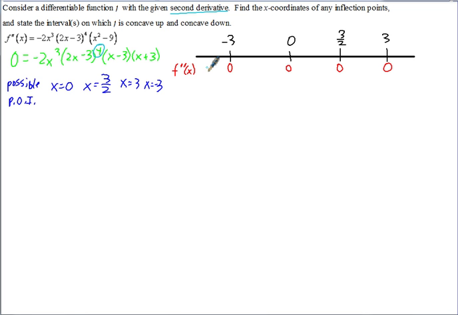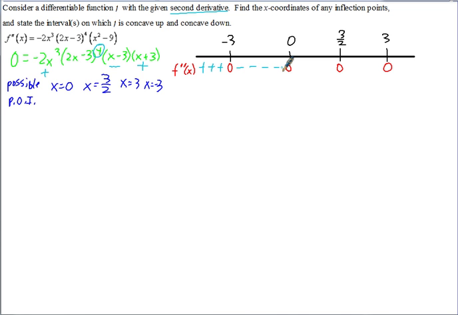So let's say we test negative 4. Negative 4 cubed is negative, but times the negative 2 makes it positive. Negative 4 minus 3, negative. Negative 4 plus 3, negative 2. 2 negatives times a positive, it is positive. Between negative 3 and 0, you can test negative 1. Negative 1 cubed is negative, but times negative 2 makes it positive. Negative 1 minus 3 is negative. Negative 1 plus 3, positive. 2 positives times a negative, it is negative.